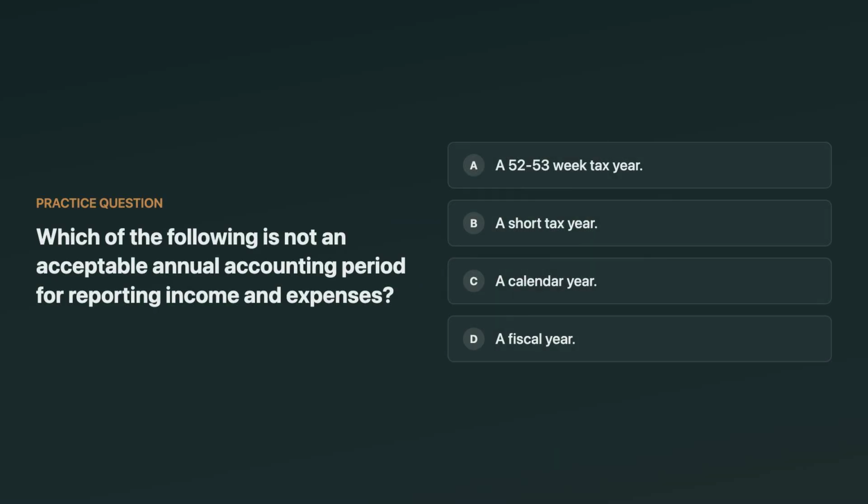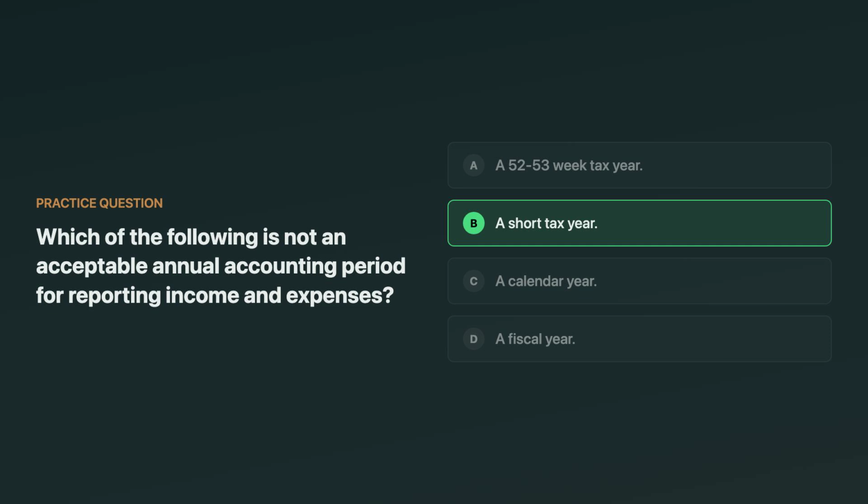Which of the following is not an acceptable annual accounting period for reporting income and expenses? The choices include a 52 to 53-week tax year, a short tax year, a calendar year, and a fiscal year. Think about which one is not really an ongoing annual period, but instead shows up only in special situations. Think about it.